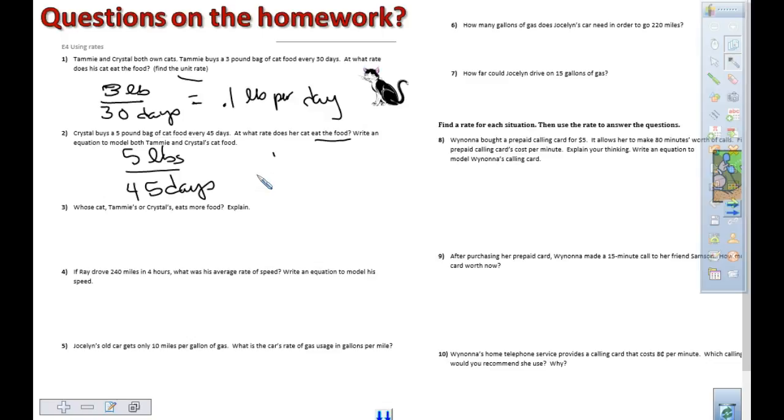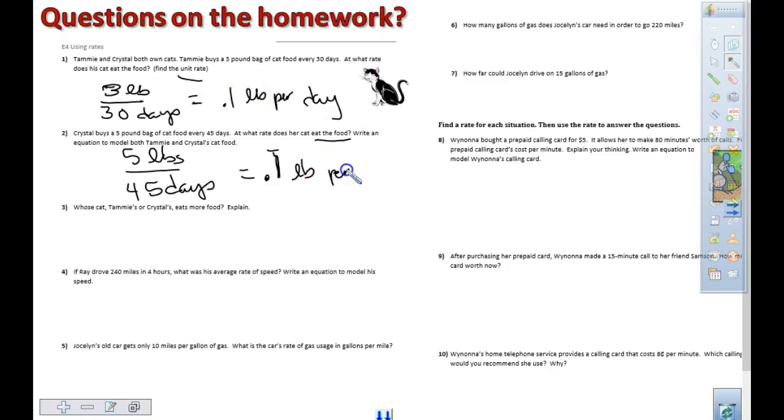So Kennedy, what did you get for a unit rate for this one? I got 1 pound of food. So you're going to put in your calculator 5 divided by 45. That's 1/9. Would you please divide it? 5 divided by 45. 0.1 repeating. So this cat is getting 0.1 repeating pounds, a little more than the other cat, right?